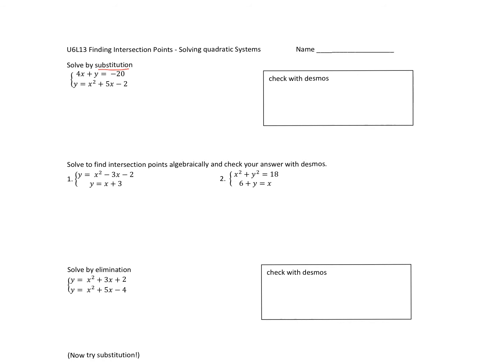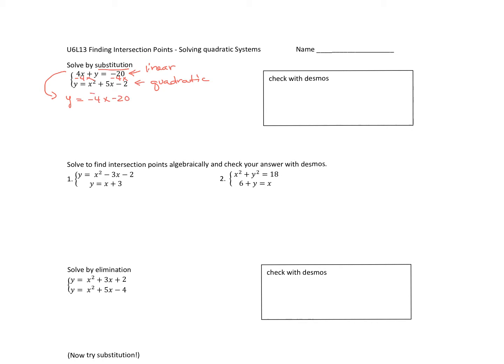So, for example, in this first problem, the first equation is linear. I know that because it's an x to the first and y to the first. And the second equation is quadratic. And I know that because my y is to the first power, and I have an x squared in the problem. So I'm going to solve the first equation for y by simply subtracting 4x from both sides. When I do that, I get y equals negative 4x minus 20.